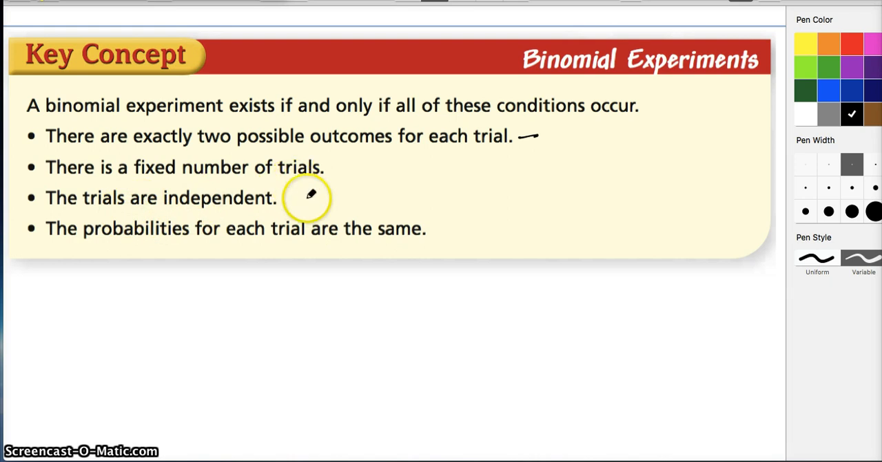The trials are independent. One does not affect the other. And the probabilities for each trial are the same. So in each circumstance, whether it's 3 boys or 2 boys or 1 boy or whatever, or 5 test questions or 20 test questions, the same probability will be consistent.